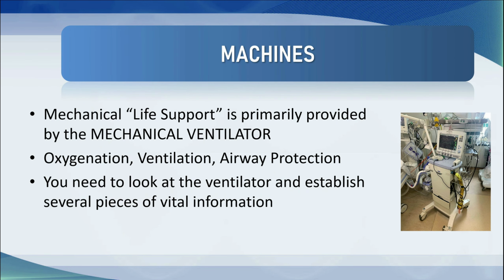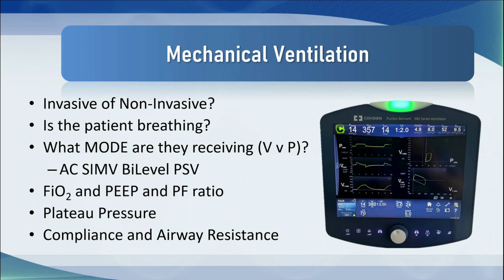Mechanical life support is primarily provided by the mechanical ventilator through an endotracheal tube or tracheostomy. I briefly mentioned non-invasive ventilation earlier on. We'll put that aside for now. The purpose of the ventilator is to oxygenate and ventilate the patient and protect the patient's airway through the endotracheal tube. And once the patient's on a ventilator, you need to look at the ventilator and establish several pieces of vital information.